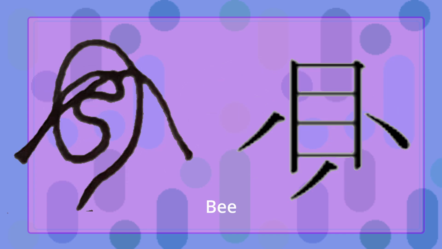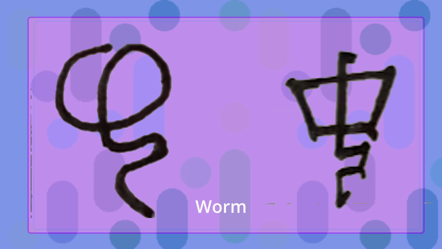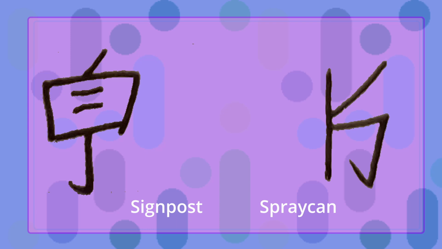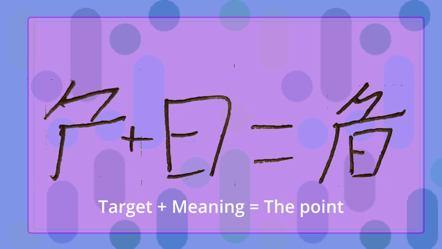Please save the bees, please save the bees. We can't forget the classic cat, or how about a wee little worm? No? You might be more of a fan of random stationary objects, like a signpost, or a spray can. There are a lot of variants too with new meanings, like add a line to seeing and it becomes staring. Picto-Han has custom pictographs for everyone. Of course, we can combine them. Target plus meaning? It's the point. Forked path plus possible. It's an option, silly.